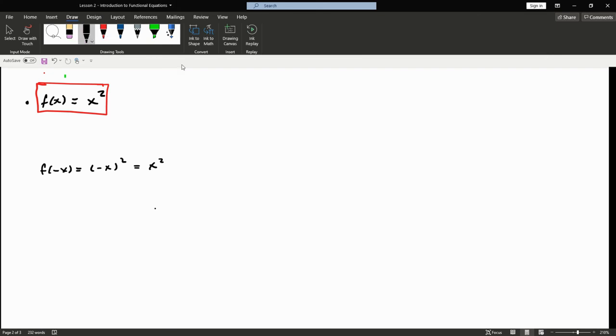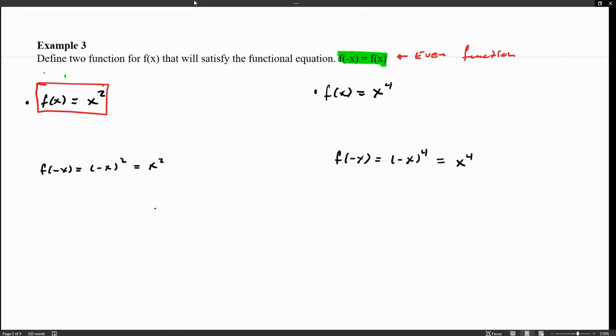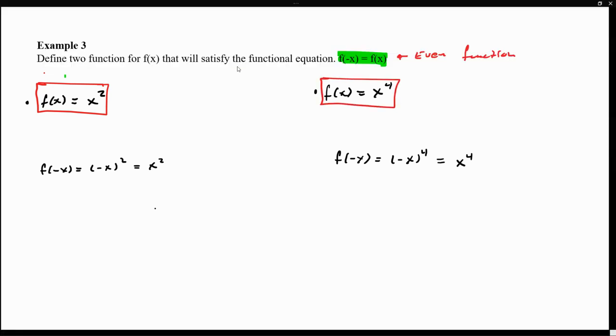Another function that perhaps we could use is x to the fourth, because notice that f of negative x, in this case, gives me negative x to the fourth, and now we have an even exponent, so therefore any value, if it's positive or negative, raised to an even exponent, is always going to be positive. So now this just comes out as x to the fourth. And what we have shown is that f of x is equivalent to f of negative x, which is the condition that we wanted to show. So therefore, this function fulfills this condition, and we can label it as a solution of this functional equation.